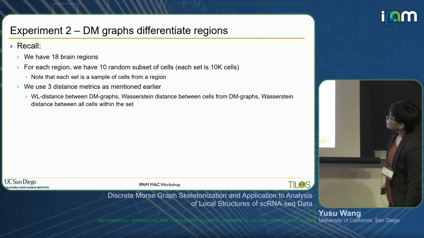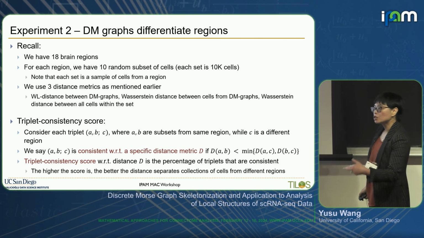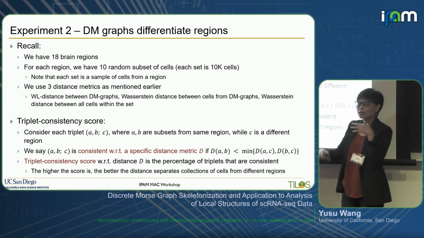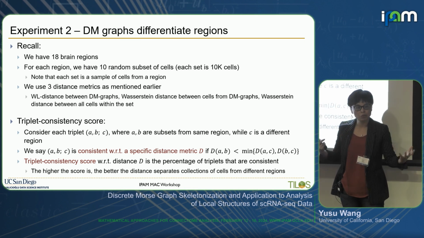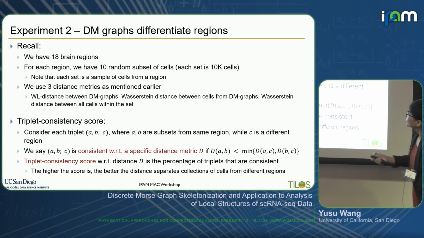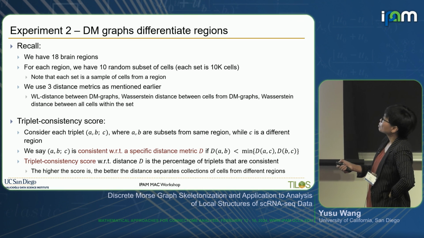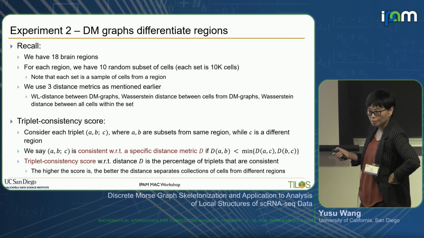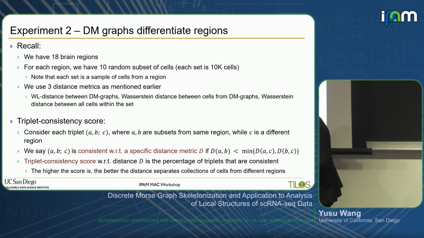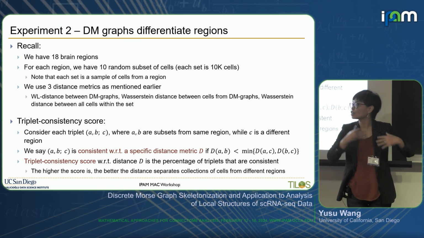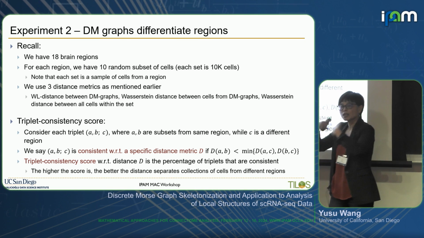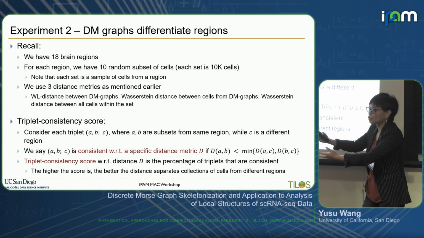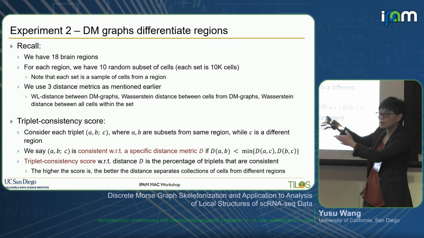And the second interesting thing is that we want to show that using this graph representation, it indeed can differentiate between different brain regions. Okay? So here, remember that I have 18 brain regions. For each region, I have 10 random subsets of cells. Now, between these 180 point clouds, I can compare them in different ways. I can compute the discrete Morse representation and then compare them using the WL distance I just talked about. Or I can just directly take some subset and do the Wasserstein distance, treating them as distributions and compare the point sets directly.